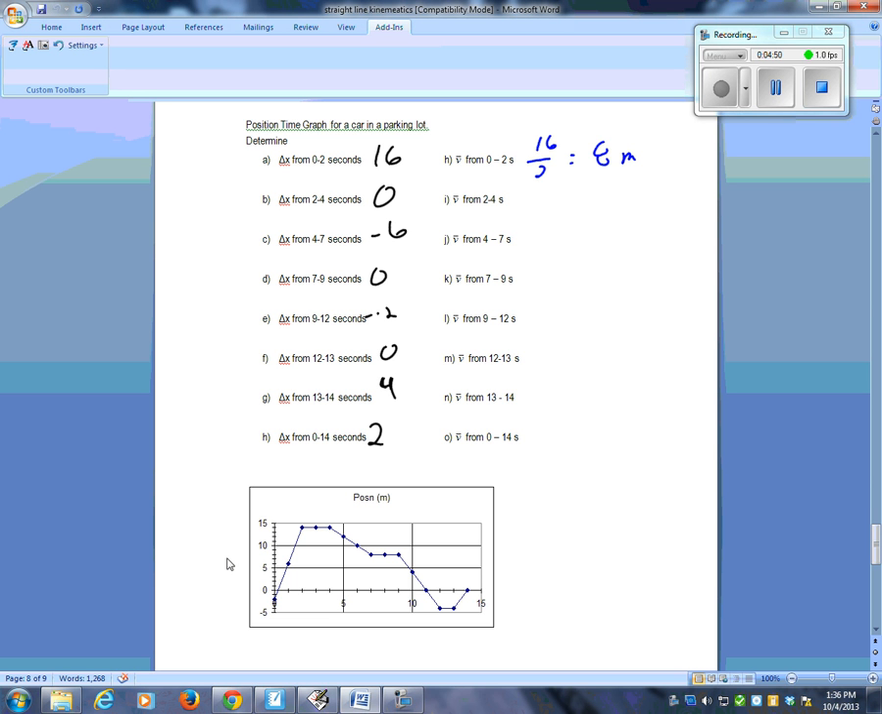What's the answer to E? Is it meters per second? E is a minus 12. It is, okay. Yes.